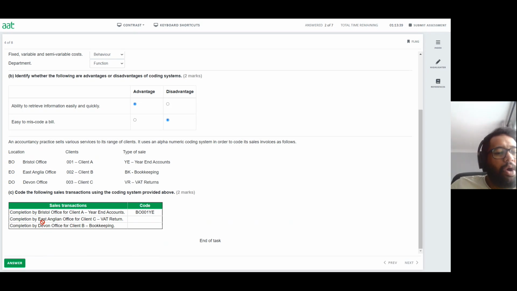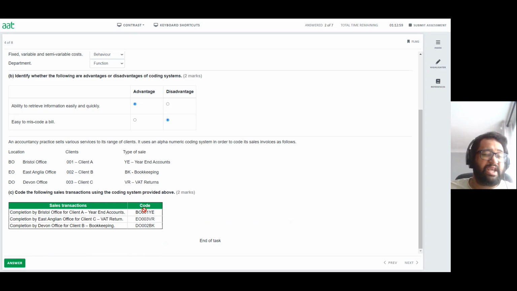So here they're saying completion by Bristol office for client A, end of year account. So it's going to be BO001YE. Completion by East Anglian office, we're going to say EO. That is the code for VAT return for client C, so it's going to be 003. The VAT return is called BR. Straightforward. The last one is for Devon office, it's going to be DO. And it's for client B, so it's going to be 002, and they want it for bookkeeping, so we say BK.